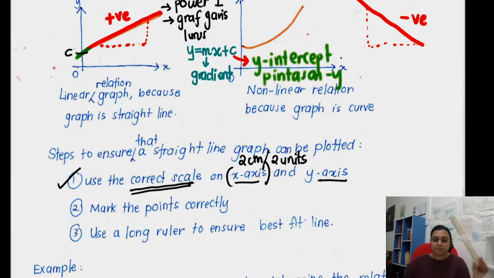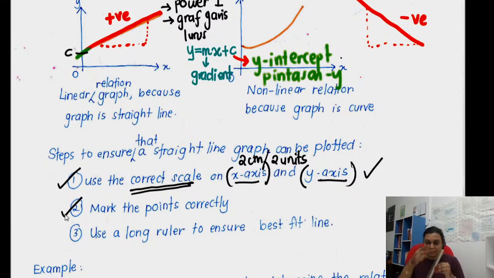Now the first thing must always be correct, because if the scale is correct, when you draw your graph you will get a proper straight line. Second, you mark the points correctly, tandakan all the points correctly. And third, when you draw, I would really suggest you make sure to have a long ruler in your exam. If you use a short one, after you draw until here, you have to take the ruler and put it down again and draw.